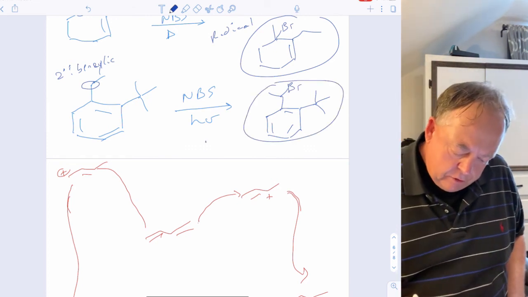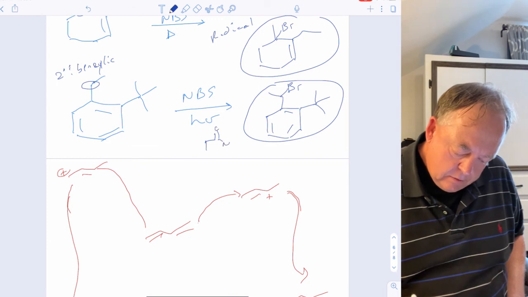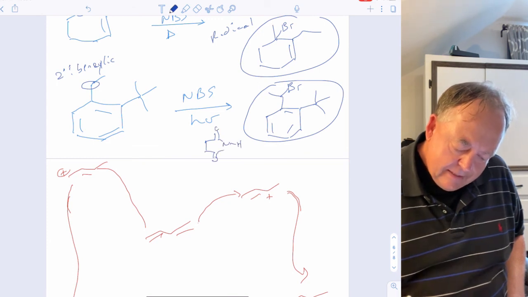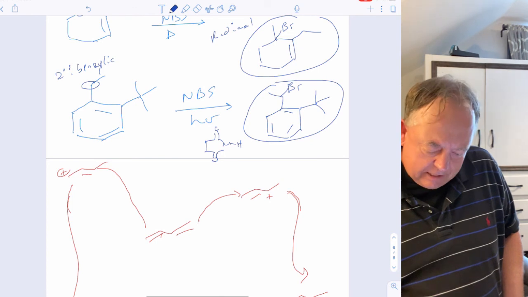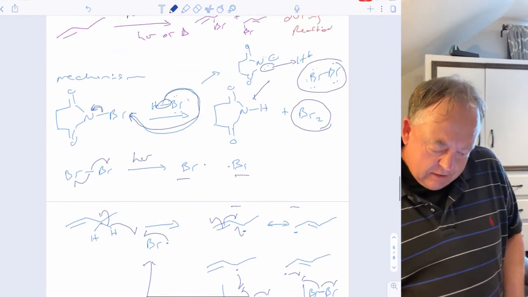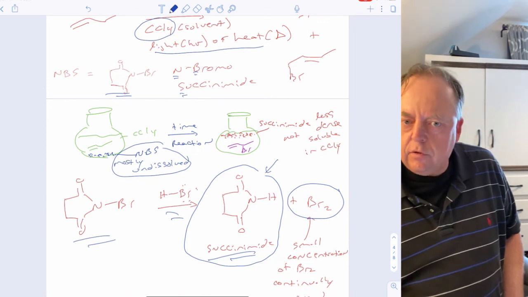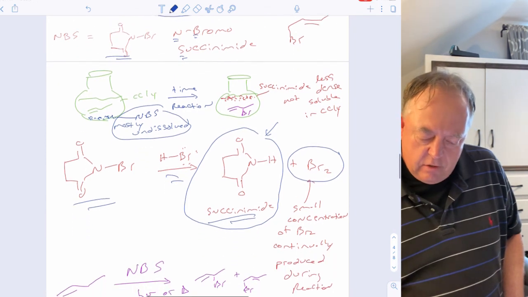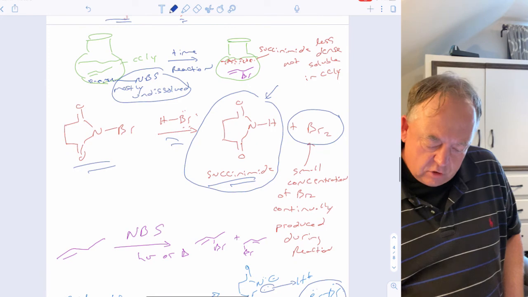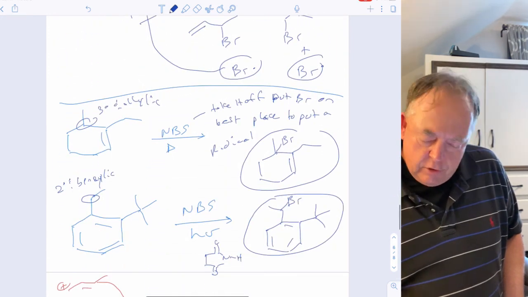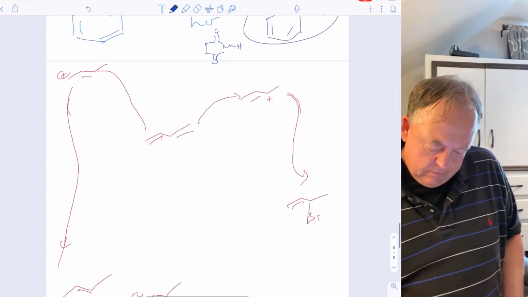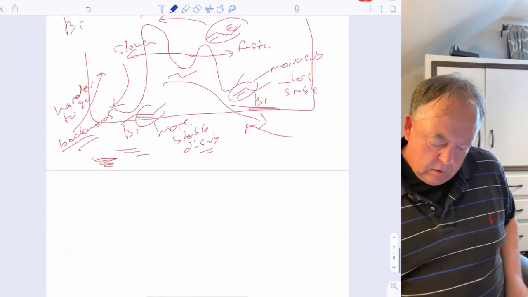And in both of these, you would make this succinimide side product that you would have to deal with, but that's easy to deal with because it's not soluble in carbon tetrachloride, so you just filter it off when the reaction's over. Evaporate off the carbon tetrachloride, and you have your products. Okay, we'll stop there.